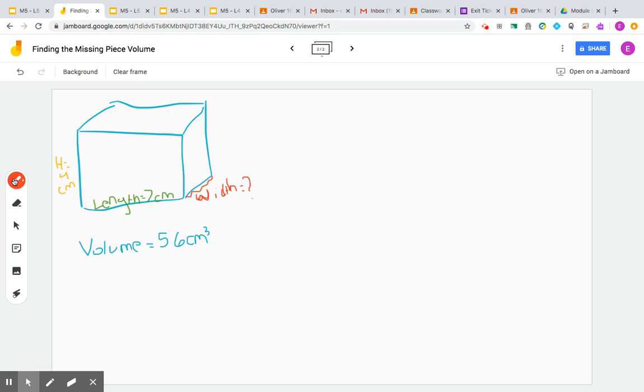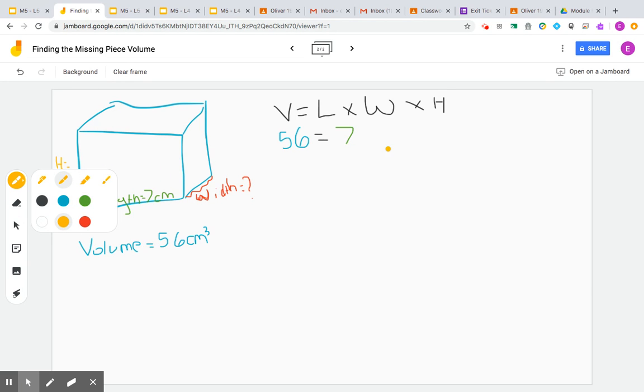I know my equations for volume. I know that there are two of them. In this instance, what equation do you think I'm going to be using? I'm going to be using my volume equals length times width times height equation. And then I'm going to fill in what we know. We know that the volume was 56. We know that the length was 7. And we know that the height was 4.